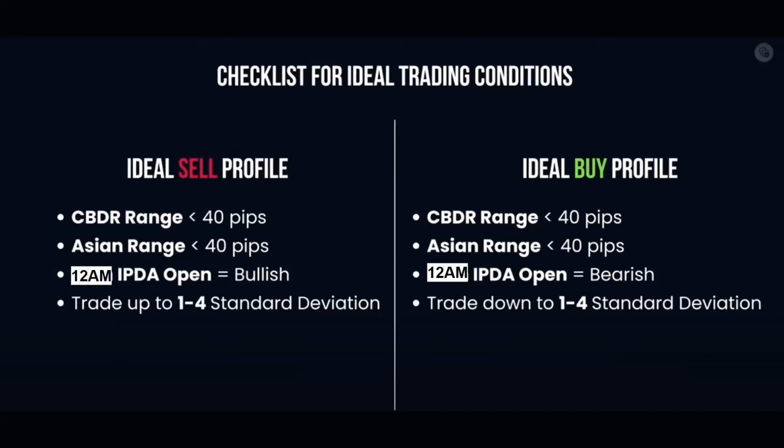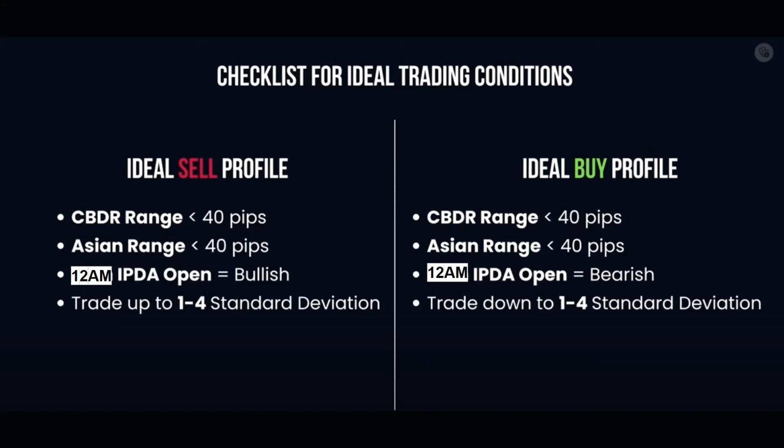This is our checklist for the ideal trading conditions. For an ideal sell profile, you want your CBDR range to be less than 40 pips, as well as your Asian range less than 40 pips. And your midnight IPDA open is going to be bullish, meaning that the liquidity run is going to be taken out bullishly. It can trade all the way up to 4 standard deviations.